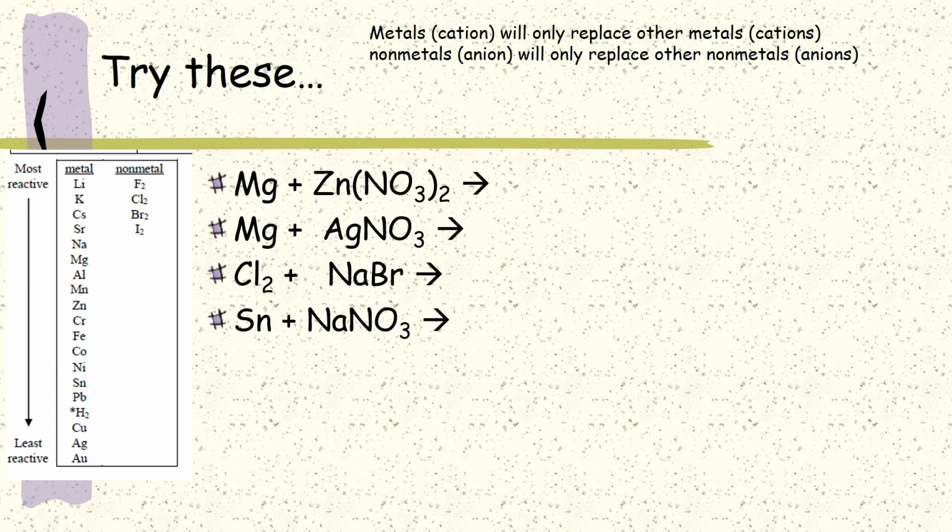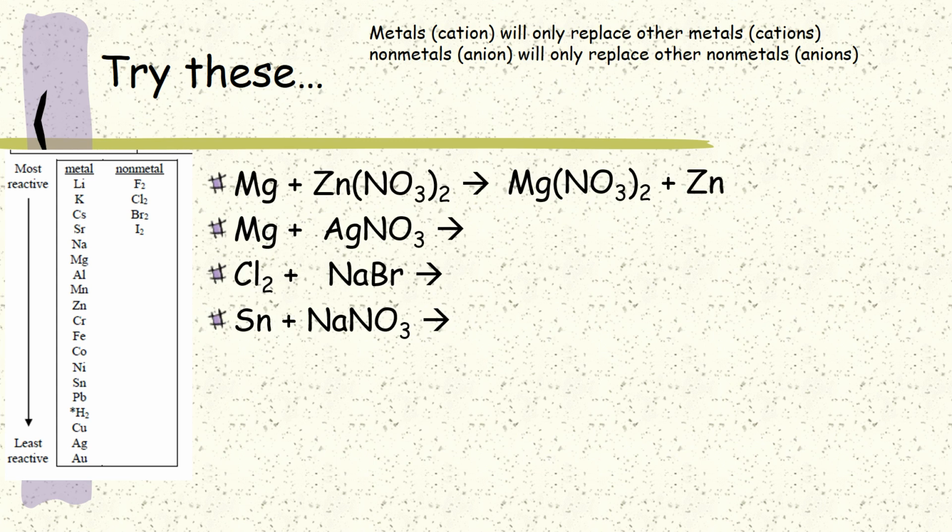All right, so the first one, magnesium with zinc nitrate. Will magnesium replace zinc nitrate? Yes. So magnesium is higher than zinc. So that means that we're going to get magnesium nitrate and zinc. Remember, we have to crisscross the charge, so it's going to be Mg(NO3)2, and then zinc by itself.